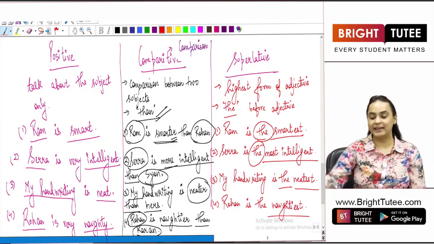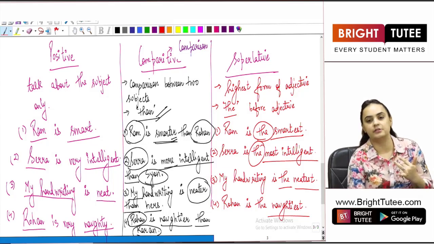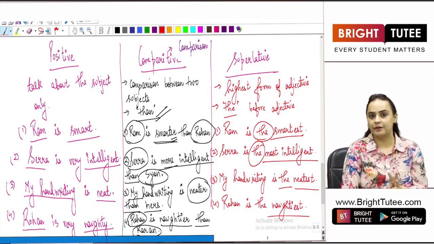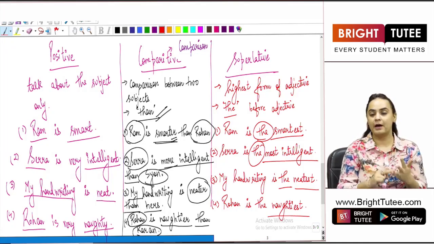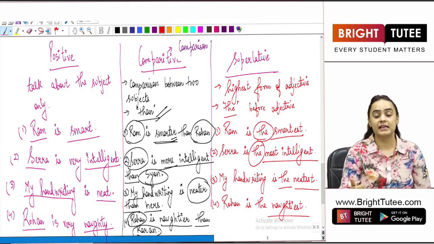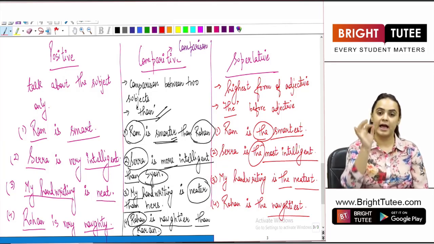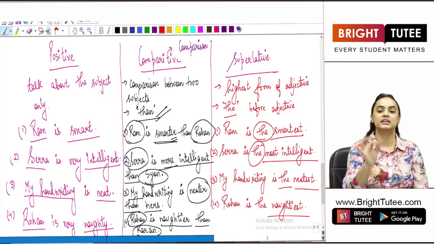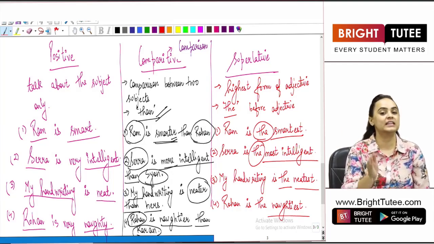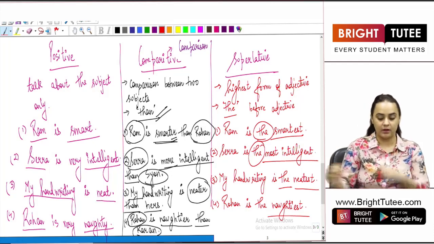So, what did we learn, dear students? We learnt that degrees of comparison are about adjectives. There are three degrees of comparison: positive, comparative and superlative. Positive degree of comparison is when there is one subject that we are talking about, and since there is one subject, the degree of comparison is positive and the adjective remains in its original form. There is no change in the adjective whatsoever.